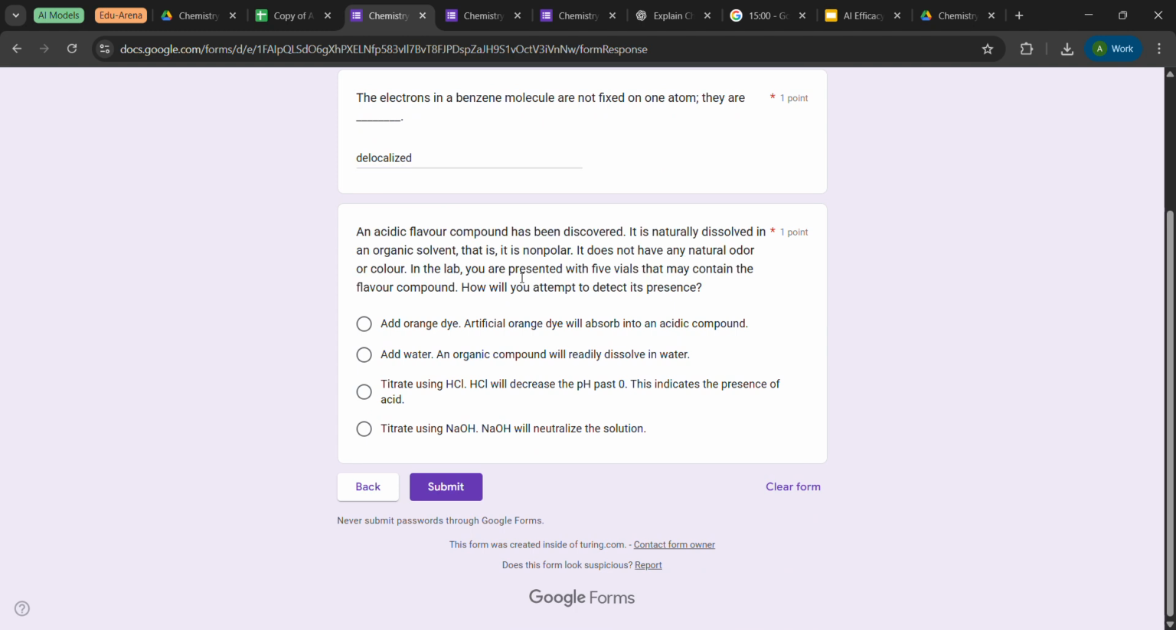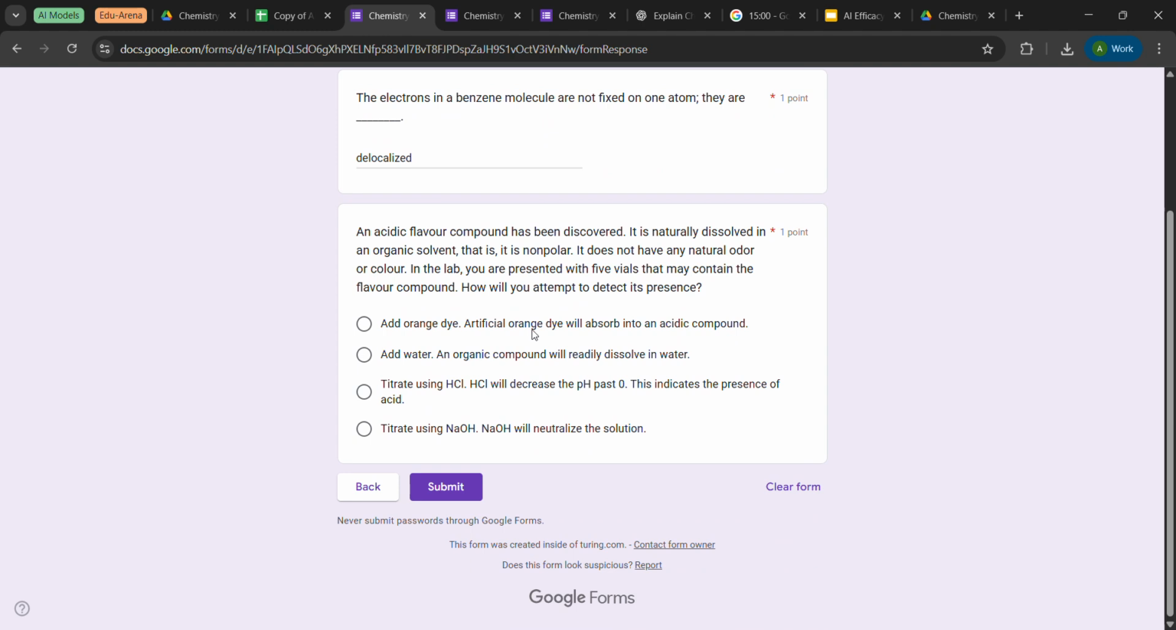And acidic flavor compound has been discovered, it is naturally dissolved in an organic solvent, that is, it is non-polar. It does not have any natural odor or color. In the lab you are presented with 5 vials that may contain the flavor compound. How will you attempt to detect its presence?